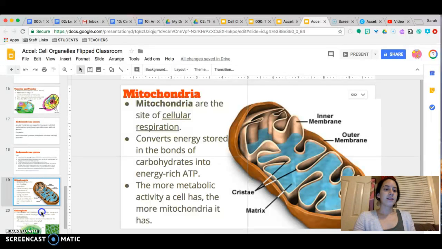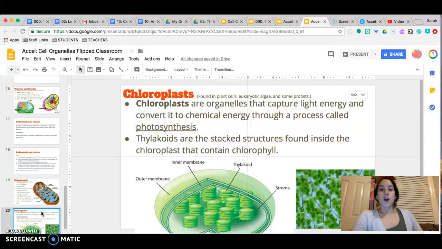Okay, next, chloroplasts. These are only found in plant cells, in what we call eukaryotic algae, and also some protists. So remember, protists are those unicellular, but they're still eukaryotic because they have a nucleus. Now, chloroplasts are extremely important. They capture light energy and then convert it to chemical energy through a process called photosynthesis.